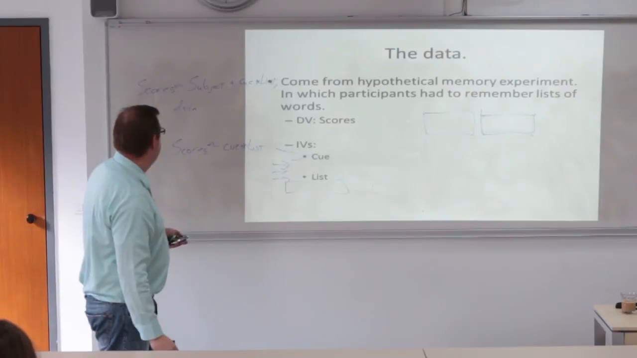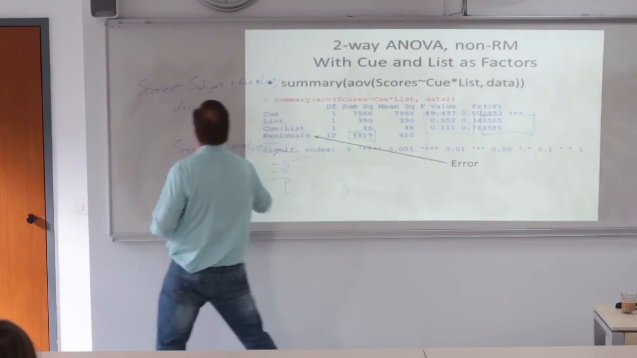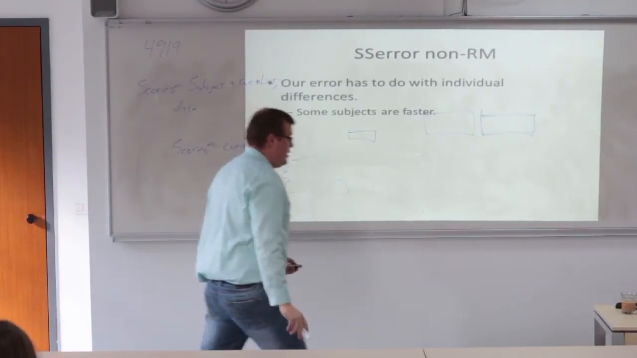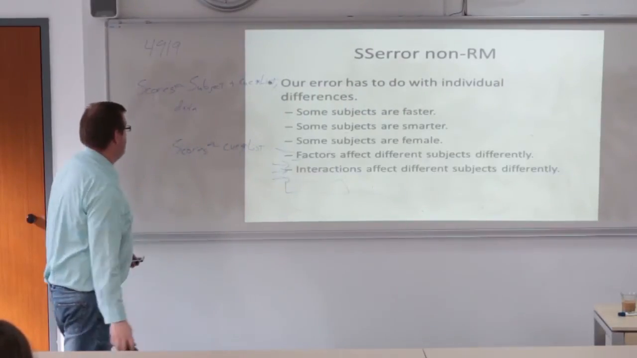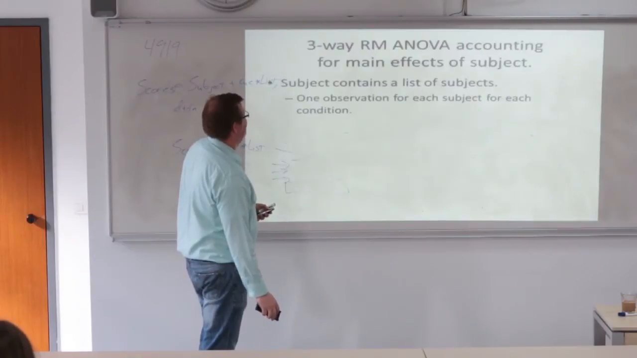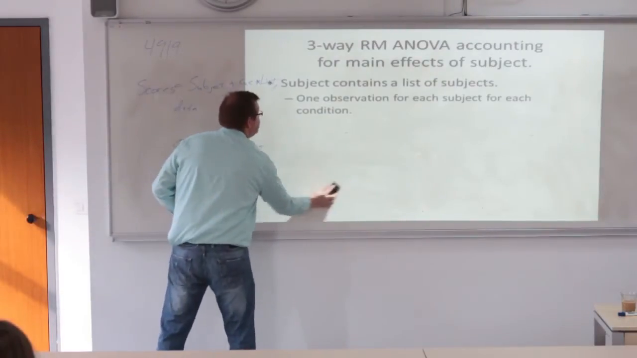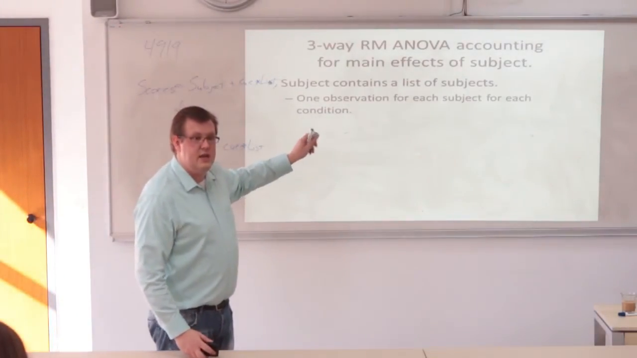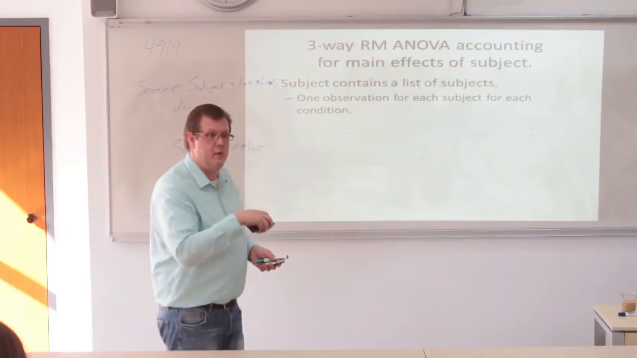Right? If we go back, we had residuals 4919. And I said that we could estimate the effects of the subject, and that's independent of anything else, right? So what we did is we got a three-way ANOVA accounting for the main effect of subject. I didn't say any interactions of the subject, just the main effect of the subject. If I wanted the interactions and the main effects, then I would have used the asterisk. And we do want this. We're going to do this in a minute, but I wanted to walk through this step first.